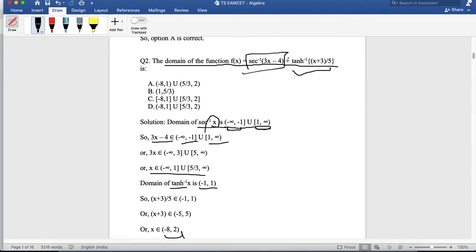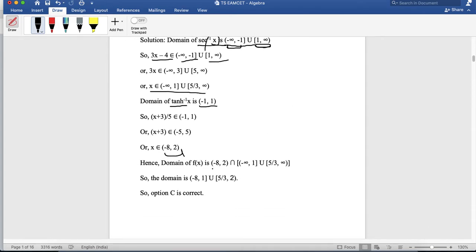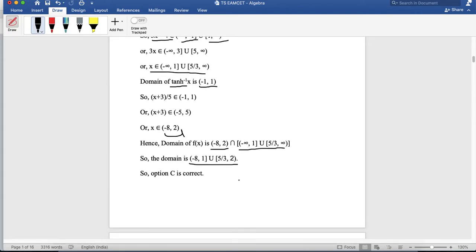Now that there is a plus sign between these two functions, I will have to take the intersection of these two. So minus 8 comma 2 intersection with this, which we have seen above. So what will be my domain? My domain will be this value. So option C is correct.